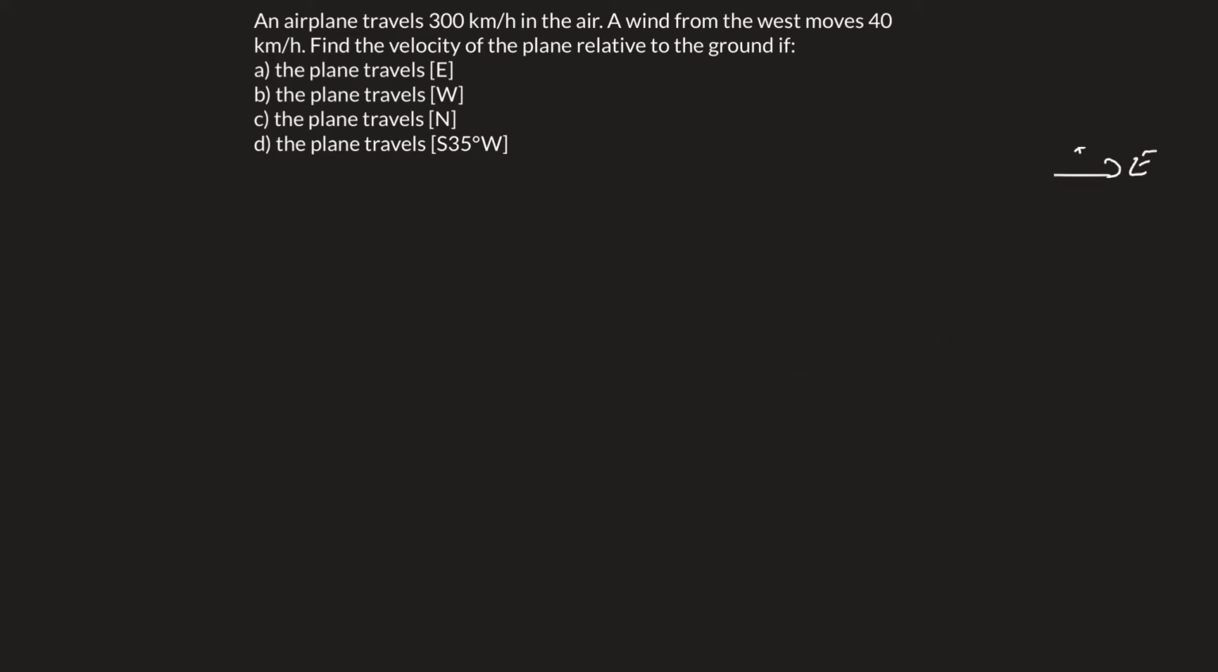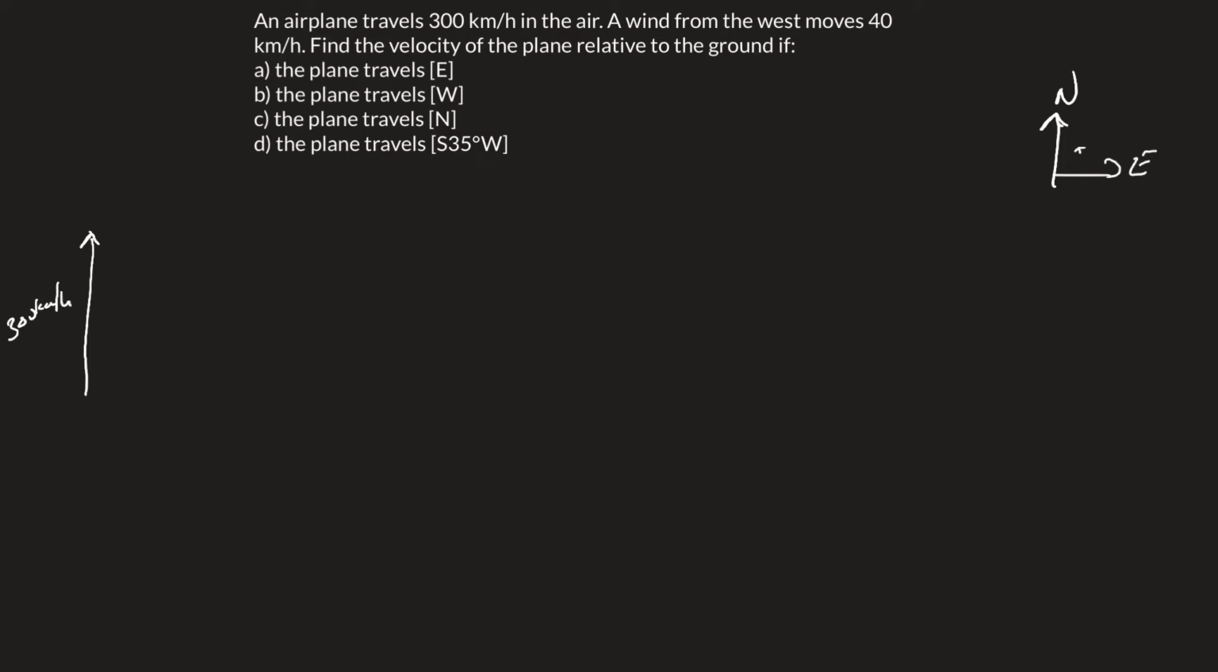Part C is asking what happens when the plane is traveling north. So we're going to add north to our directional vectors here. So north and east are positive. We should start off by drawing a diagram because now we have two-dimensional motion, right? We're going in the north-south plane and we're going in the east-west plane, so that's two-dimensional. So our plane is traveling north, and that, of course, is 300 kilometers per hour.